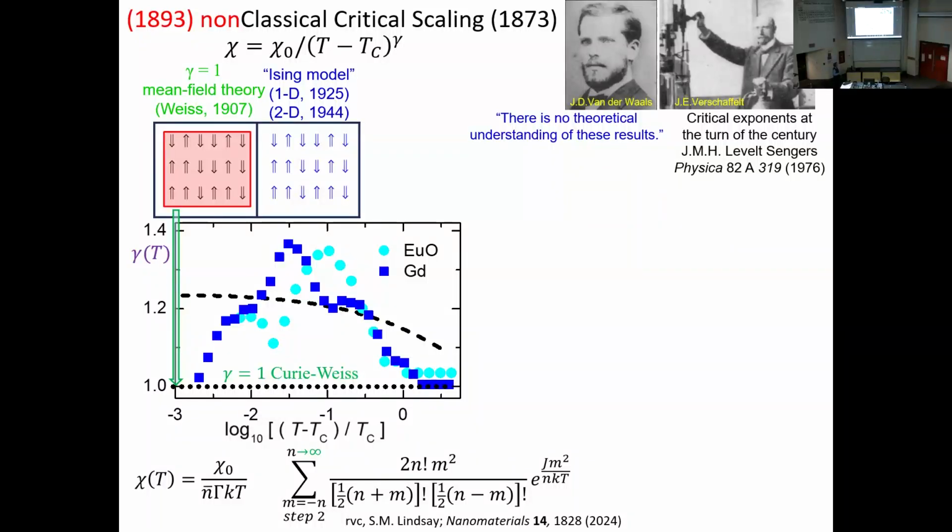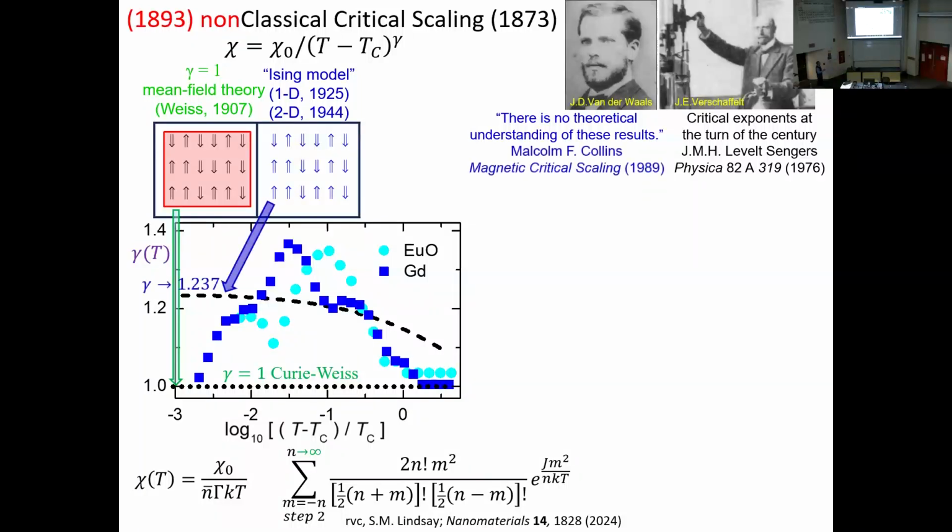But what happened in 1944 was Onsager solved the two-dimensional Ising model and found a scaling exponent of 1.75 for the two-dimensional Ising model. And that's called the Onsager revolution, because now everyone believed that the exponents could be non-classical. By non-classical, I don't mean quantum. This just means not as old. So sorry about that confusion. Classical means old critical scaling. Non-classical is not as old critical scaling.